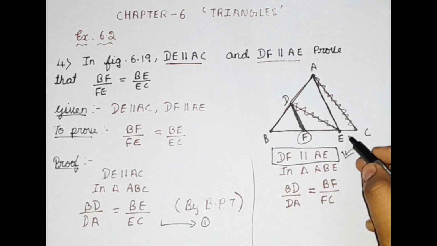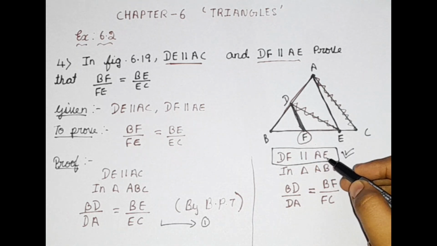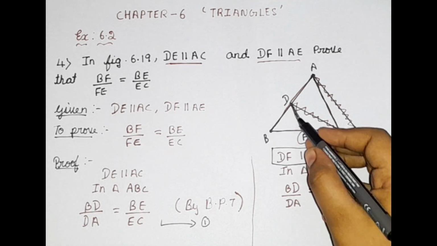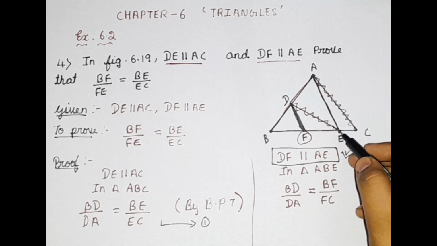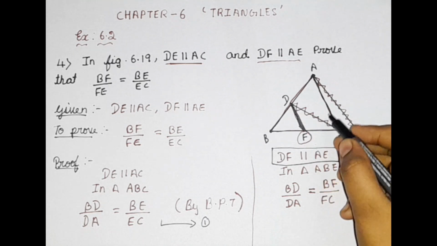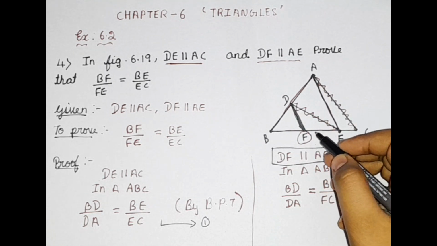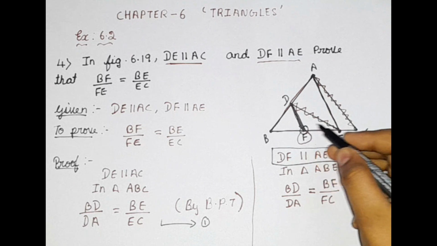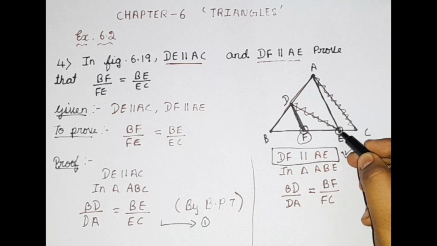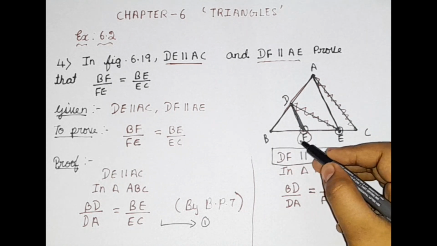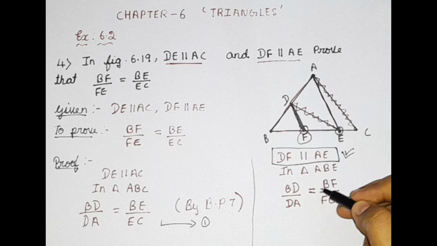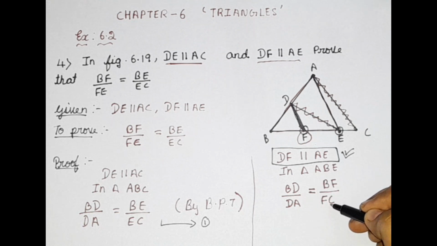I didn't take E. Why? Because according to this condition, DF is here and AE is right over here. Look at the end point. So this end point and this end point, when you just look at it, it lies on F. That's why I took BF by FE.